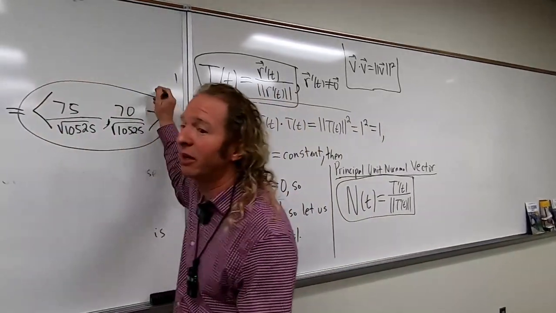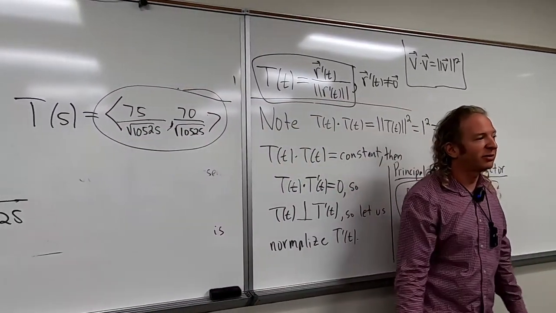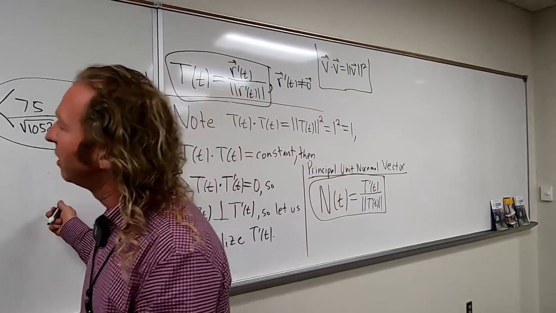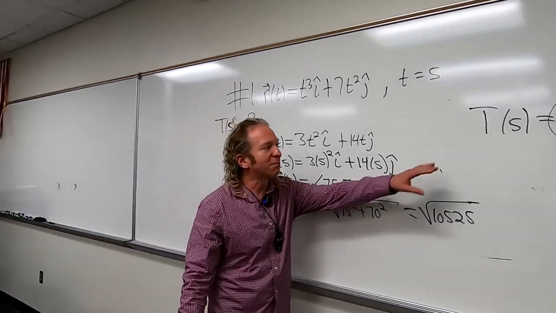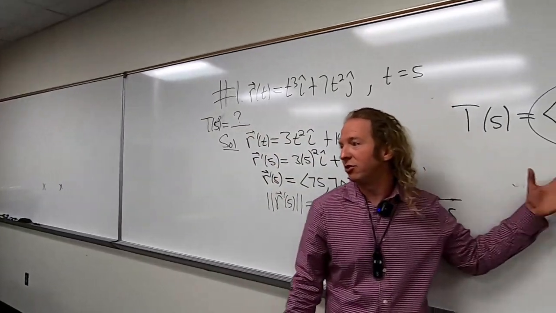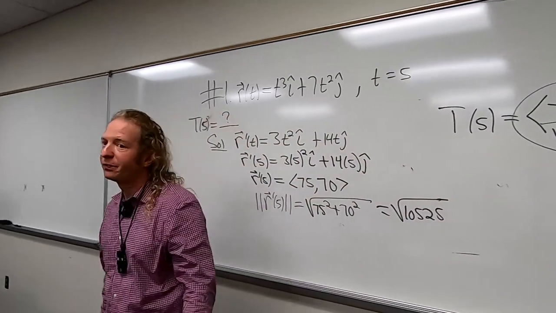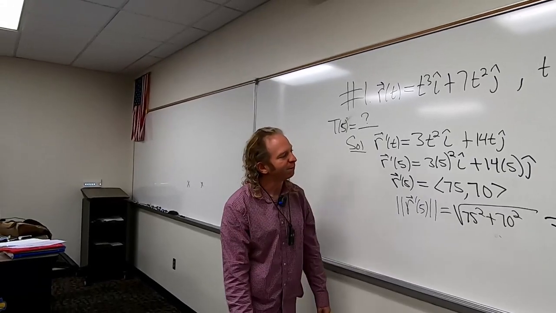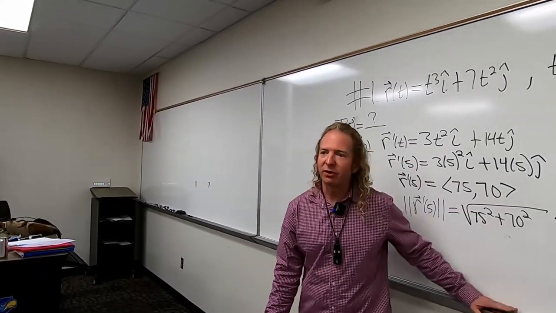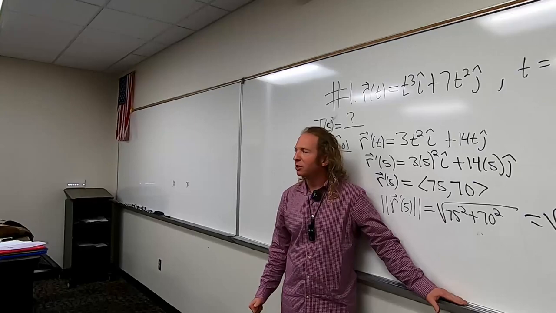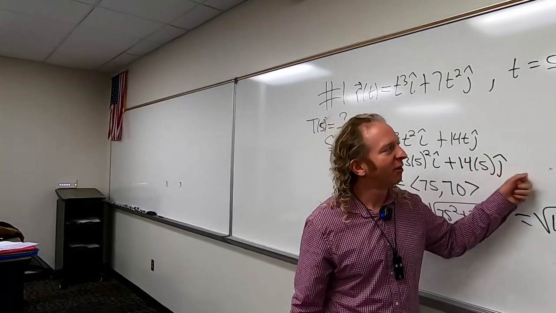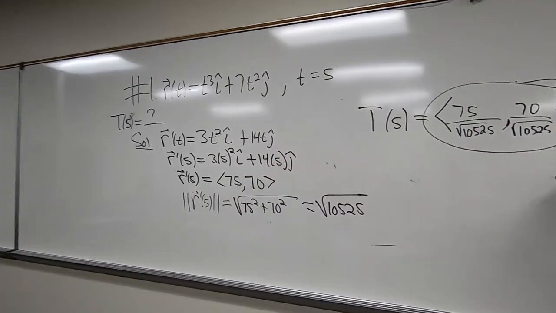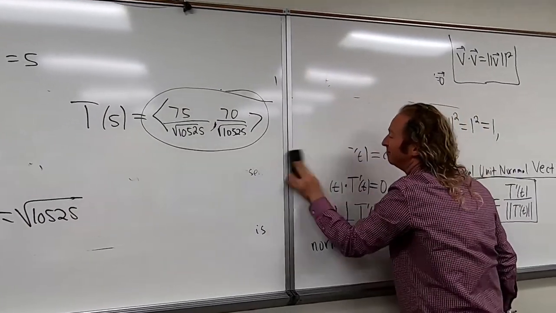That's it. Someone should type it in to see if it's correct. But that would be the unit tangent vector at 5. So if you took the magnitude of this, you should get 1, because it's a unit vector. So any questions on that one? Pretty simple, pretty straightforward. Just plugging in the numbers. I won't mess up again.